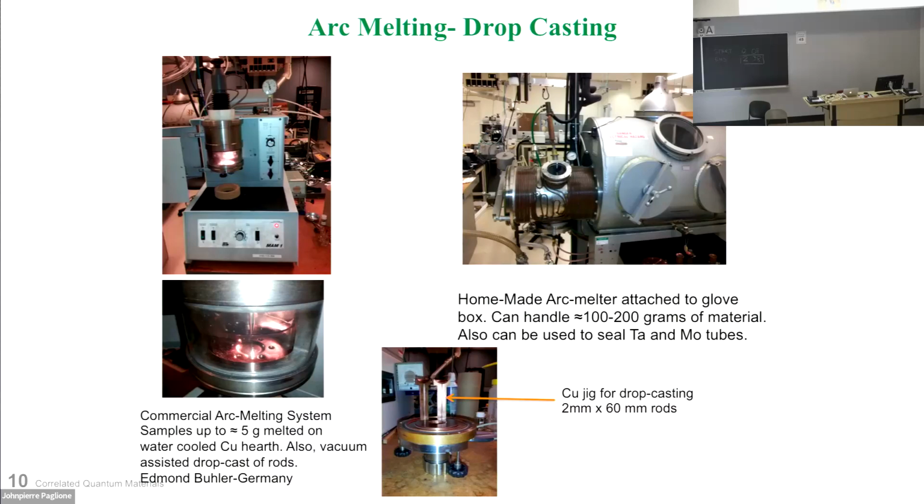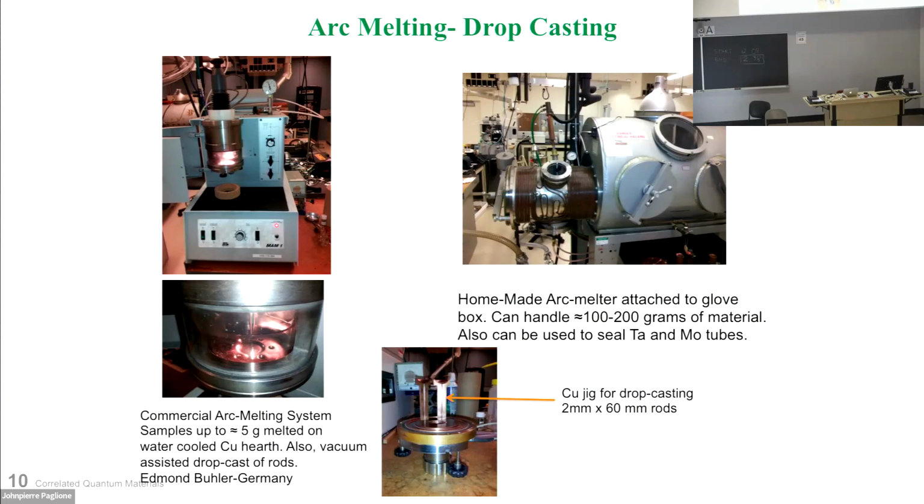There's some capability to drop cast rods of different diameters, which you could then put in the floating zone first if the rods are good enough. And we also have a very large old system, which is an arc melting system connected to a welding power supply. In this antechamber, that's where the arc melting goes. This is the tip sticking up here that goes down into the chamber.